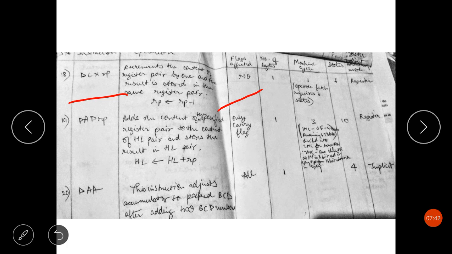I told you when I was discussing the instruction INX RP, and here also you can see that since it falls in the arithmetic group, you might think the flags should get affected, but in these two instructions the flags are not getting affected. Why? The very technical reason is that in the 8085 microprocessor, whenever any register pair is storing any 16-bit data, that register pair always stores an address.